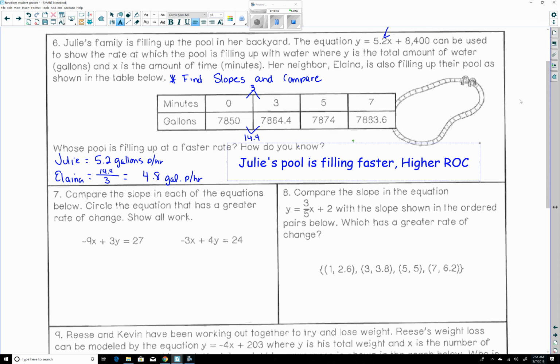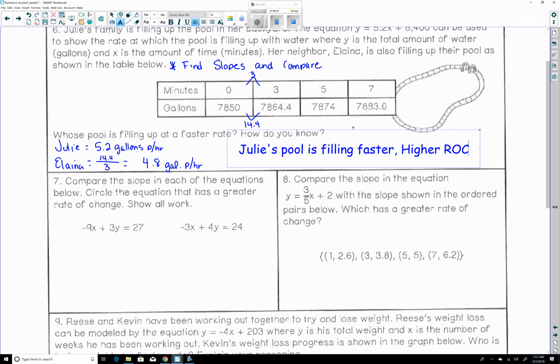Next, compare the slope in each of the equations below. Circle the equation that has the greater rate of change. Show all work. So we've got two equations here, and they want to know which one has a greater slope. So I'm going to say rearrange both equations into slope-intercept form.